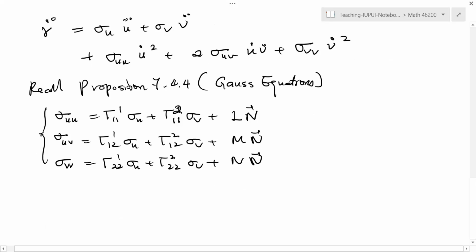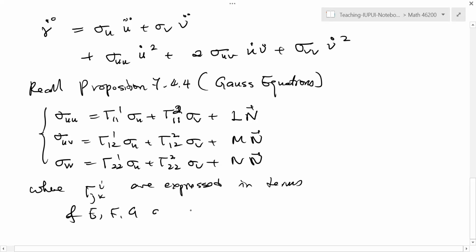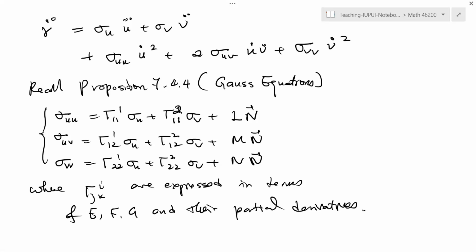Yeah. So where gamma ijk are expressed in terms of E, F, G, and their partial derivatives. Okay, I'm not going to list all these formulas here. This is in the theorem. So partial derivatives, it doesn't involve error. Okay, so put.